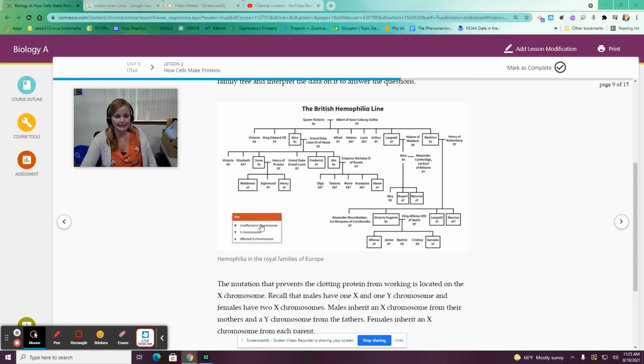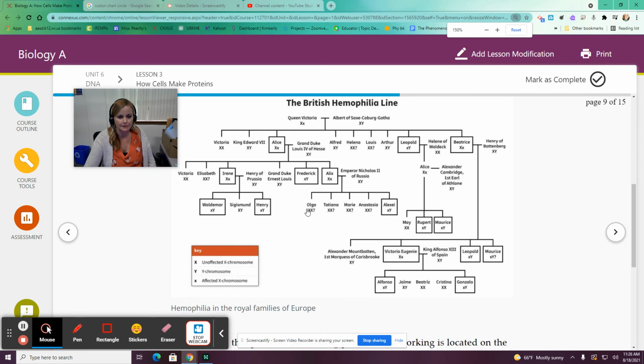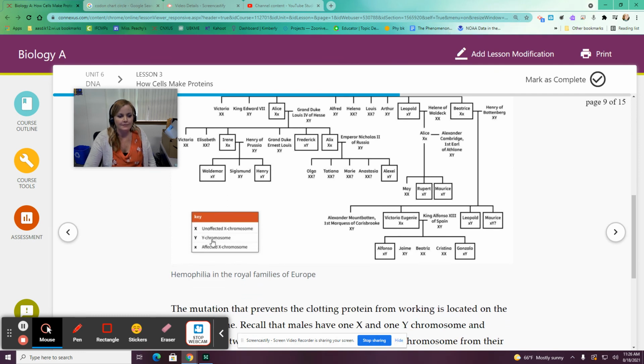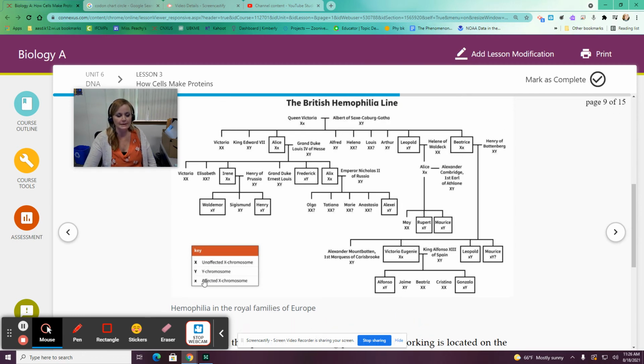So if you look at the key here, it will say capital X are those that have the unaffected X chromosome. So their X chromosome is dominant. They do not have the trait that causes hemophilia, right? Let's just make this a little bit bigger. If they have the Y, they are male. So there is no gene carried on the Y chromosome for this trait. And if they have the lowercase x, they have the affected recessive allele for hemophilia.